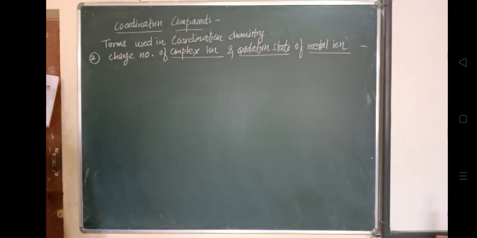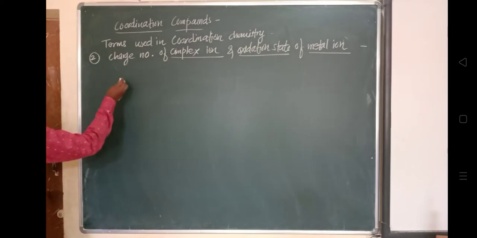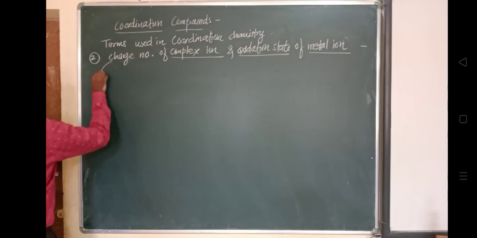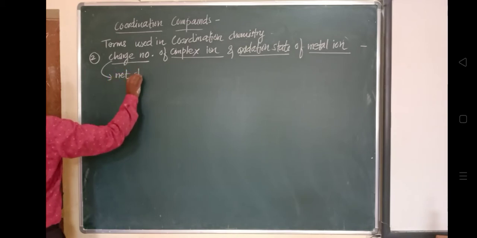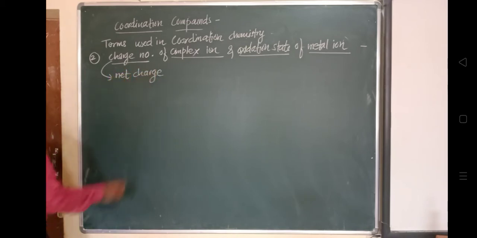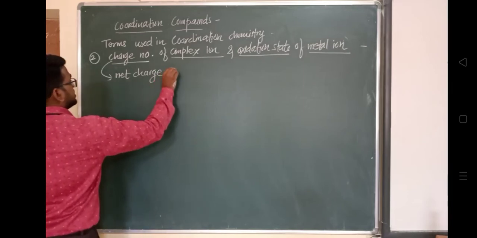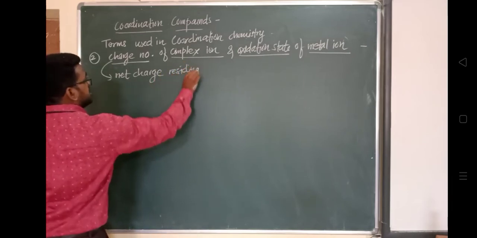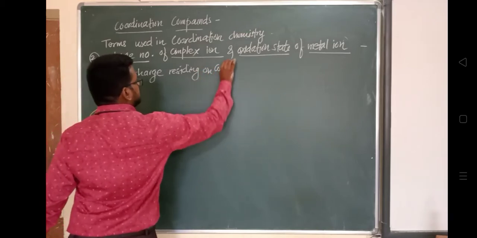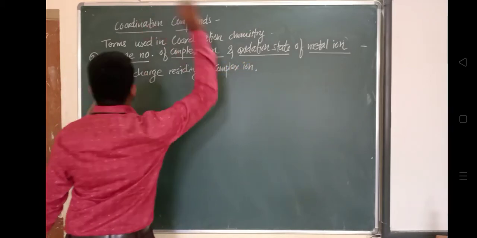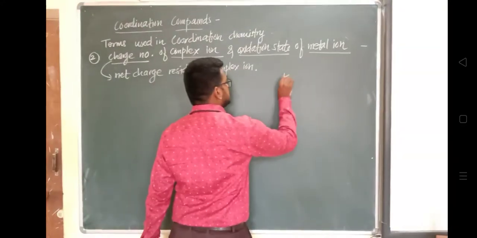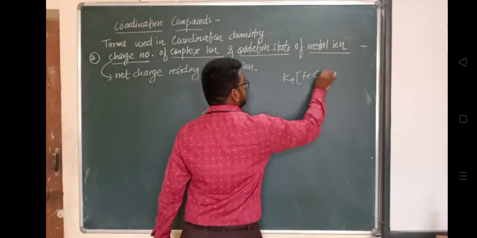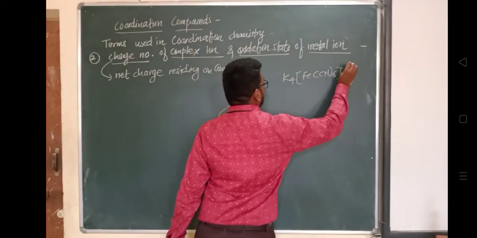So you see in case of this K4[Fe(CN)6], for this case the net charge residing on complex ion, कितना है charge इसके ऊपर? So it is having a charge [Fe(CN)6] 4 minus. तो ये 4 minus, this will represent a charge number. Charge number for what? Complex ion. Complex ion का charge number क्या है? 4 minus here, in this example. So net charge residing on a complex ion is called as a charge number.